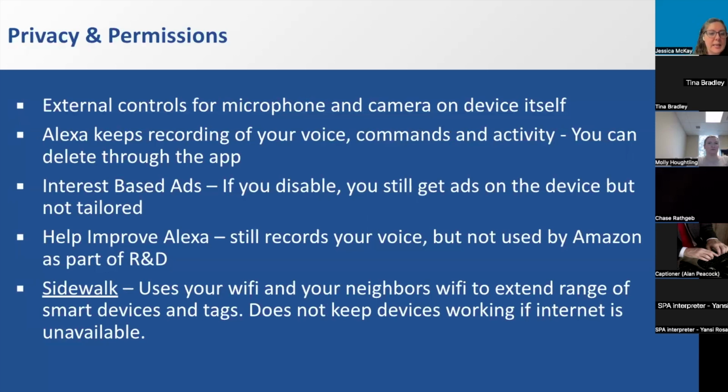So the first thing is the external controls for your microphone and the camera on the smart assistant itself. So my Echo Show at home has a little slide on the camera that I can slide on or off. And so that way nobody can see me unless I want them to. And then there's also a big fat mute button. So that way I can just hit the mute and then it won't be listening to me.